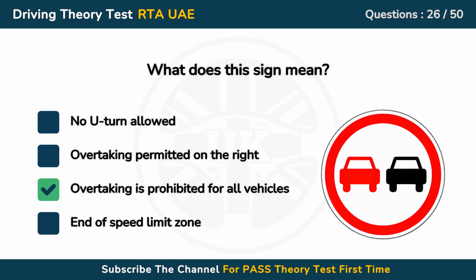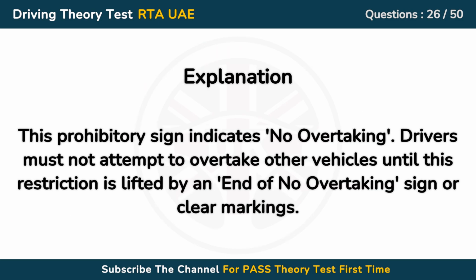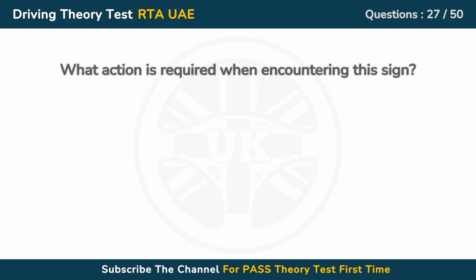Answer is C. Overtaking is prohibited for all vehicles. This prohibitory sign indicates no overtaking. Drivers must not attempt to overtake other vehicles until this restriction is lifted by an end of no overtaking sign or clear markings. Question 27.